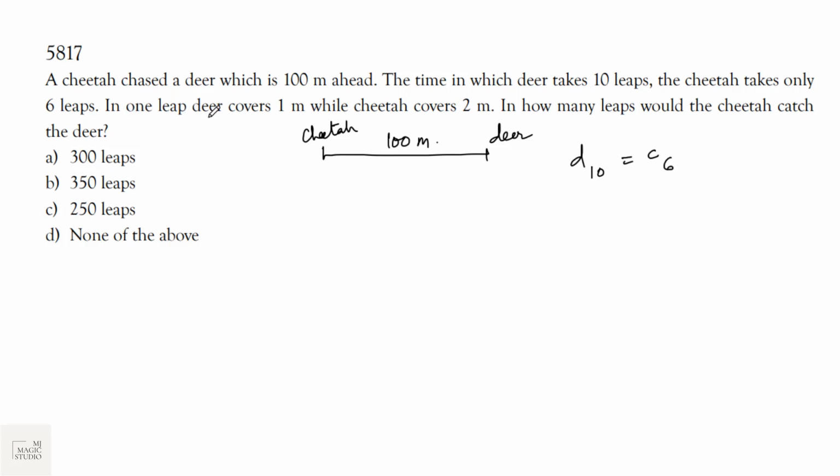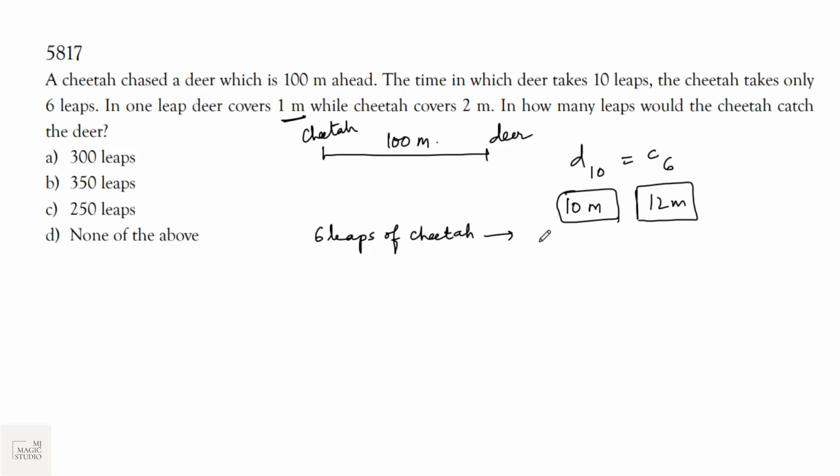In one leap, the deer covers 1 meter. That means the deer is covering 10 meters. The cheetah covers 2 meters, so the cheetah is covering 12 meters. And the time for this coverage is the same. So that means in every 6 leaps of the cheetah, it is coming 12 meters minus 10, that is 2 meters closer to the deer.